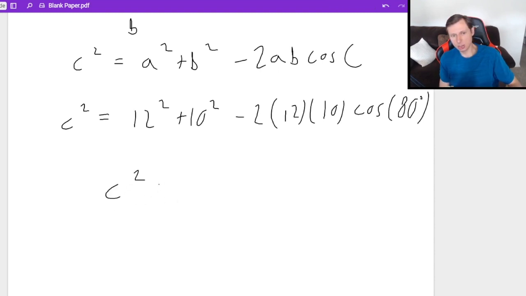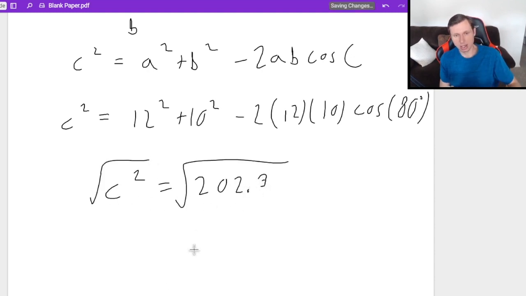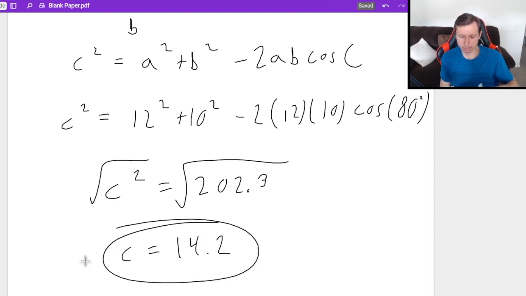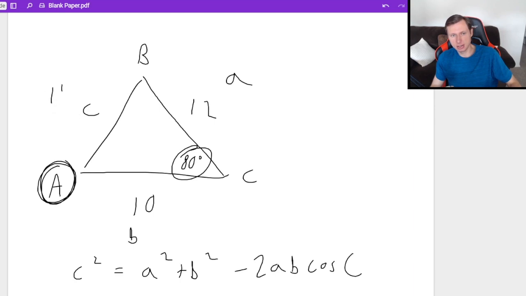And I will get C squared equals 202.3. Then I just need to take the square root of that. And I will get C equals 14.2. So now we found C, but now we need to find A. And at this point, you can use anything you want to find A. You can use law of cosines. You can use law of sines. It doesn't matter. Law of sines is definitely faster. So that's what I'm going to be using, but you can use whatever you want.